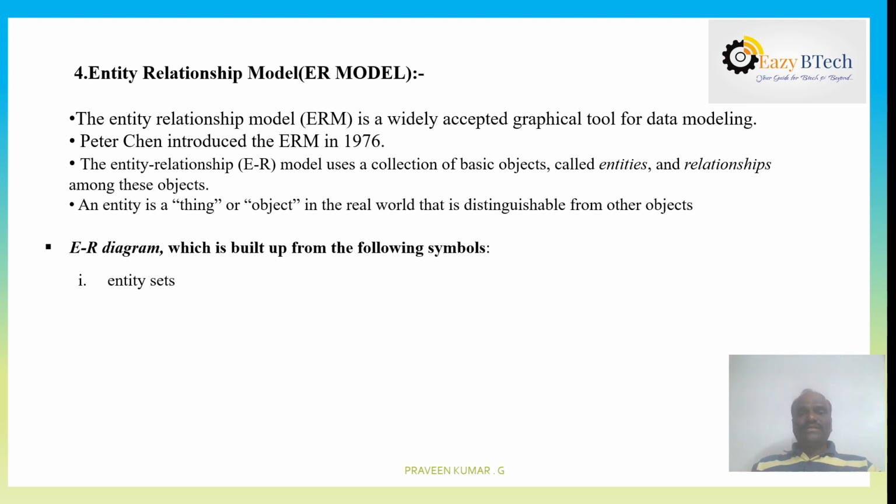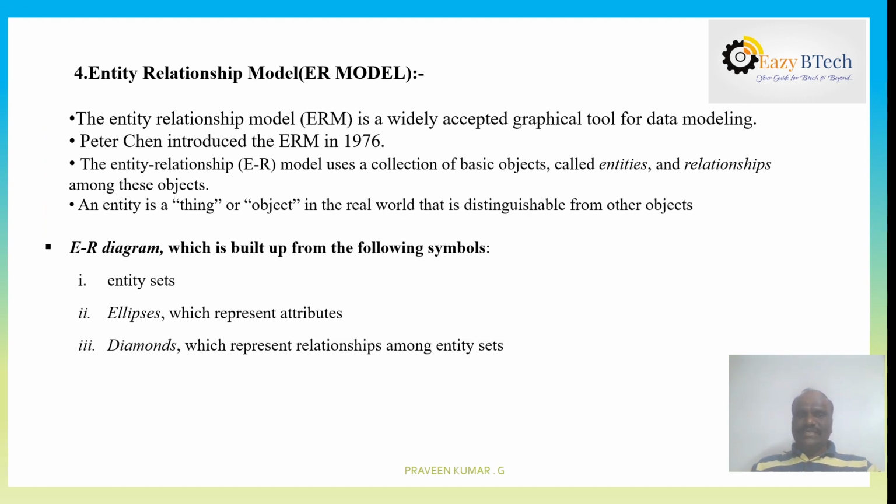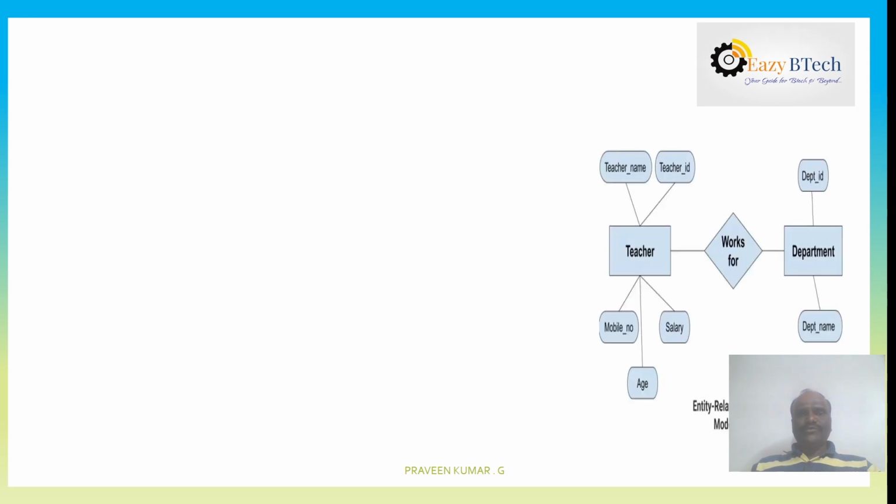What are the symbols we use to design an entity? The ER diagram is a graphical tool that uses the following symbols. First, we require an entity set. An entity is represented by a rectangle, and an ellipse is used for attributes. A diamond is used for representing the relationship between two different entities, and lines are used for linking an attribute to an entity set.